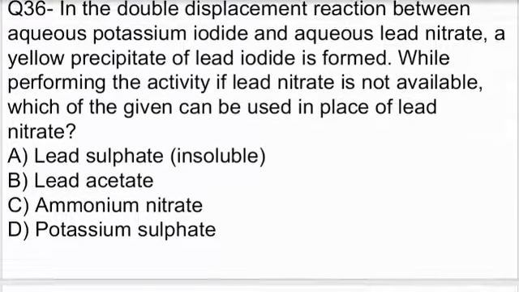Next question. In the double displacement reaction between aqueous potassium iodide and aqueous lead nitrate, a yellow precipitate of lead iodide is formed. While performing the activity, if lead nitrate is not available, which of the given can be used in place of lead nitrate? The options are lead sulphate, which is insoluble, lead acetate, ammonium nitrate, and potassium sulphate. The correct option is B, lead acetate.